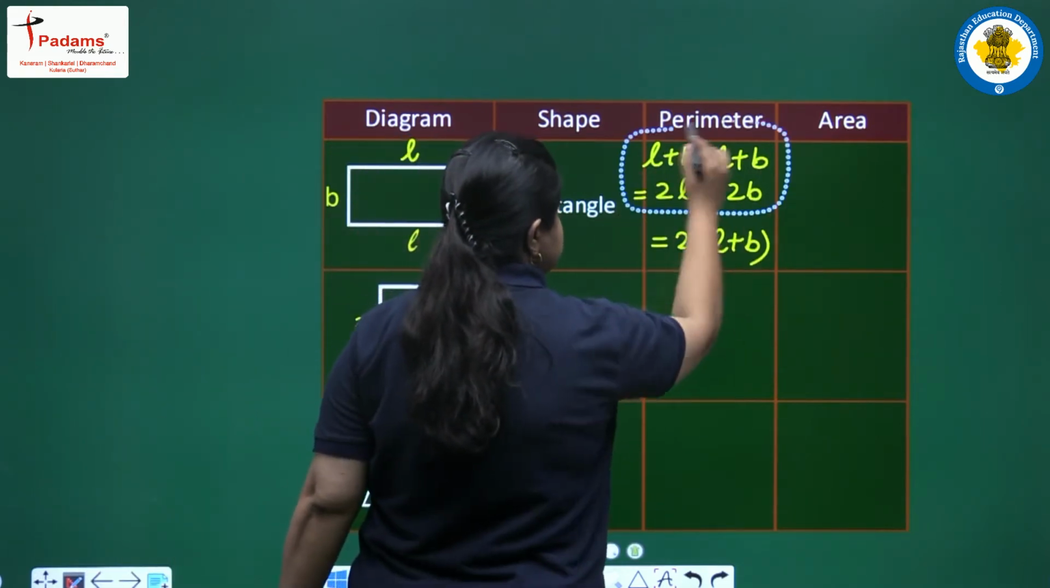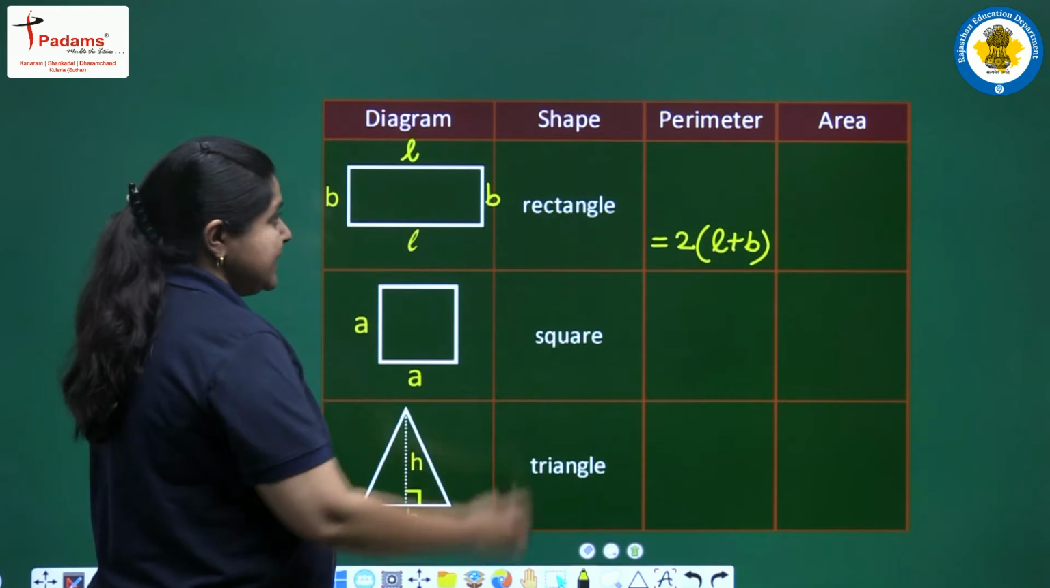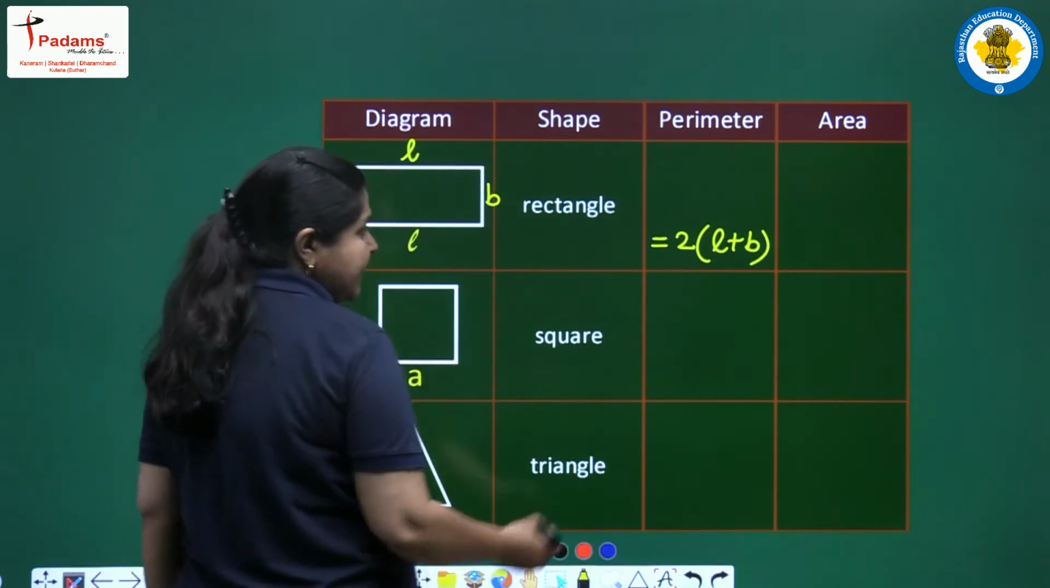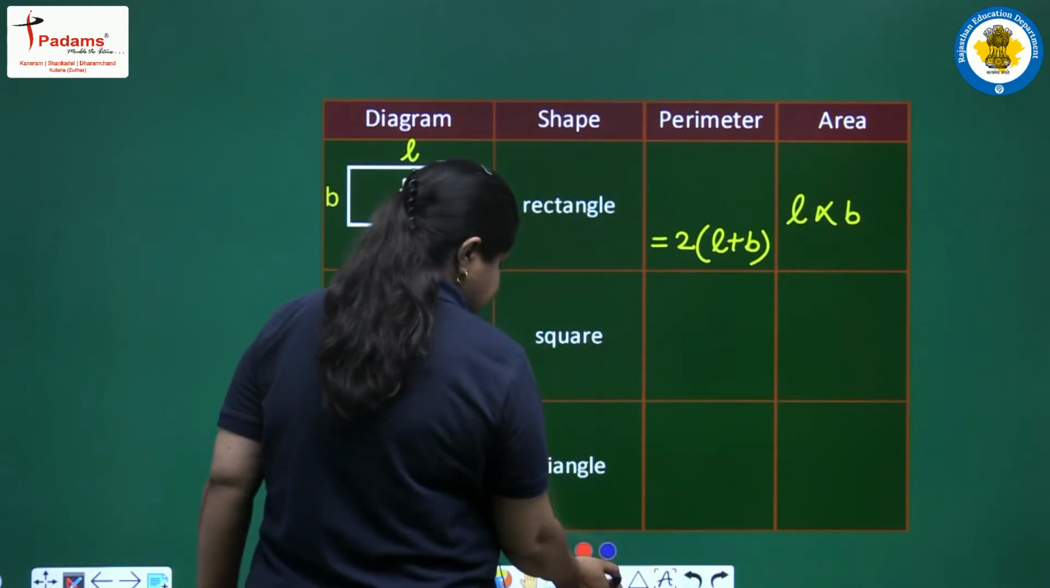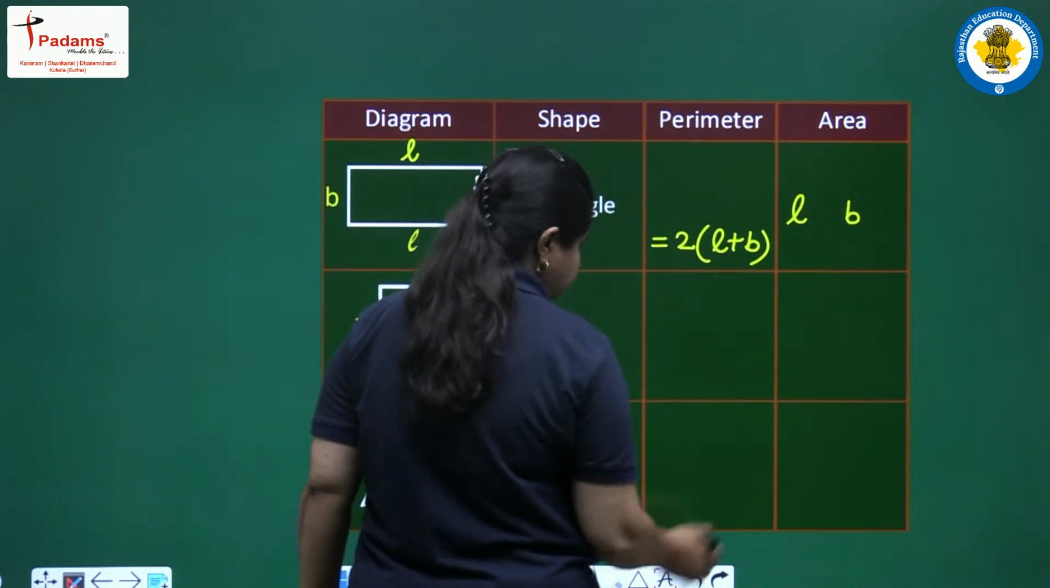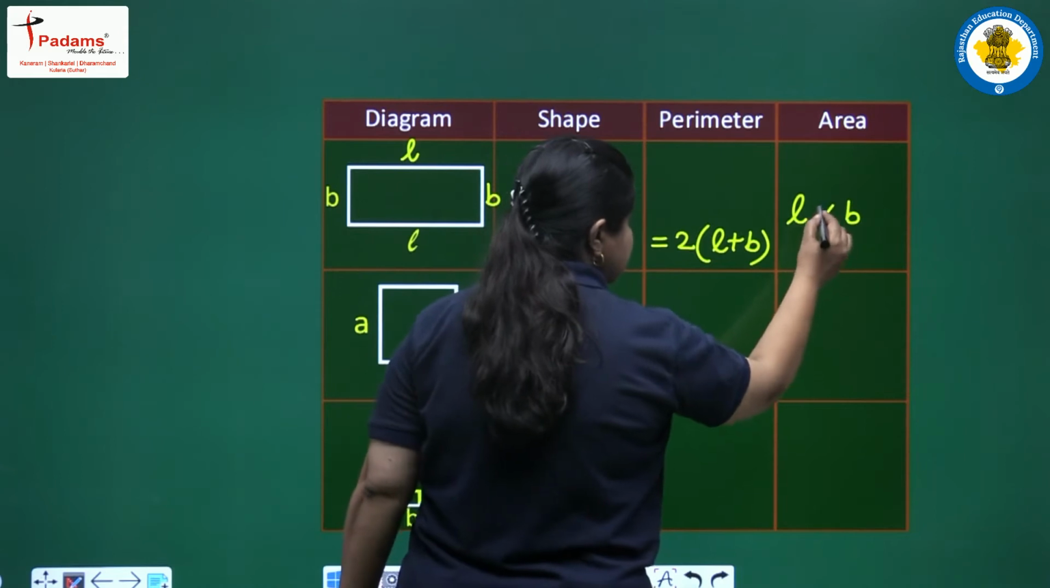So we can erase this part. This is the main formula. Then what is the area of a rectangle? It's clearly length into breadth. This is very well known to all of you, and so I am just revising them.